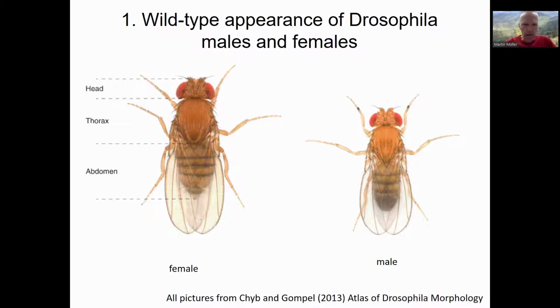Then you see that there is the usual distinction between head, thorax, and abdomen, like you have it for many insects. All the appendages, the wings, the legs, come out of the thorax. Each thoracic segment has one pair of legs. The wings are attached to the second thoracic segment. The halteres, which you don't see on this picture, are beneath the wings. They are on the third thoracic segment.